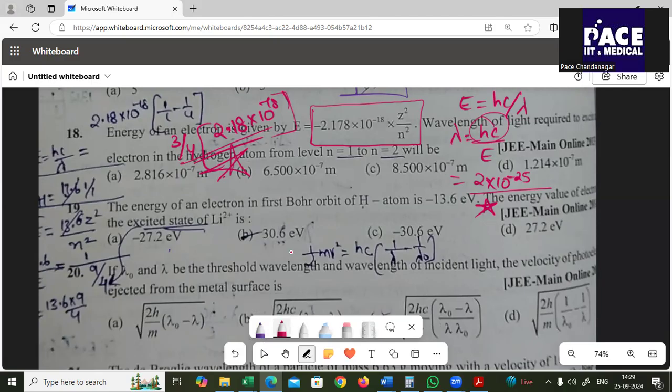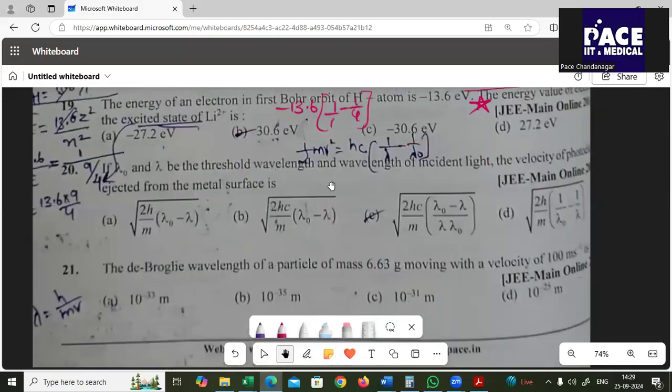Your energy is minus 13.6 into 1 by 1 minus 1 by 2 square, that is 1 by n initial square minus 1 by n final square. It is 1 by 1 minus 1 by 2 square, which is nothing but 4 minus 1, which is 3 by 4 times this value. Please do the calculation and check out the value there. You will get that. Next, moving up.